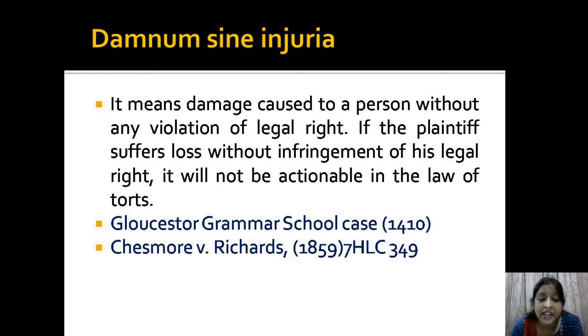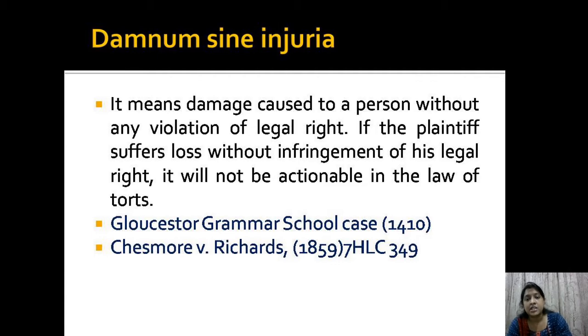The court here held that the defendant was not liable because this particular injury which was suffered by the plaintiff arose because of a fair competition, and there was no tort committed by the defendant. As such, the plaintiff's suit was dismissed. In the case of Cheshire versus Richard, the plaintiff was the owner of a mill. He was using water from this stream since 60 years.